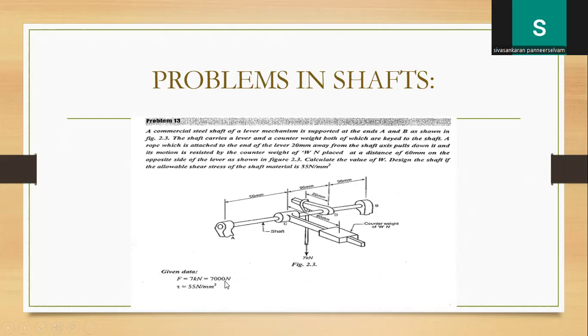So the given data: the force acting on the rope, from the figure, is 7 kilonewton, the vertical downward force due to the pulling effect. Convert the kilonewton into Newton by multiplying by 1000, so 7000 Newton. And this is the shear stress value from the given data, 55 Newton per mm square.